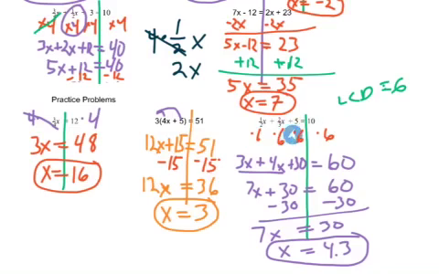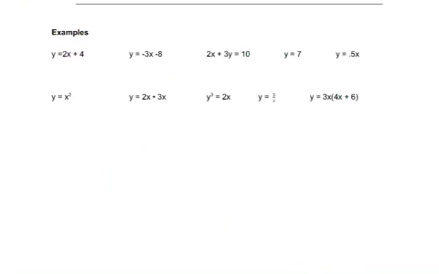The last one, the lowest common denominator is 6. Half of 6 gives me 3x. 2/3 times 6 gives me 4x. 5 times 6 gives me 30. 10 times 6 is 60. Combine your like terms. 3x plus 4x is 7x, plus 30 equals 60. Subtract 30 from both sides. Then simply divide by 7 to get 4.3. Okay? If you have any questions about these, feel free to ask your teacher. Again, this is a very important skill. Make sure you guys have that under control. All right, next page.